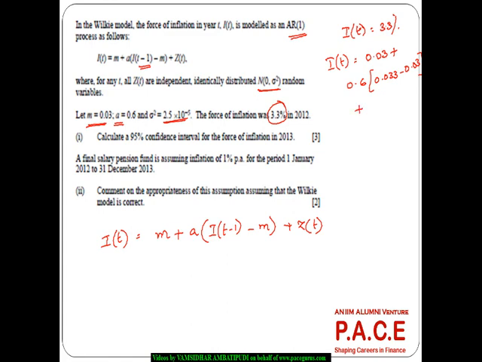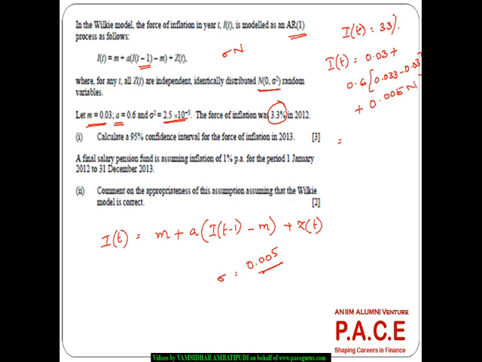Now Z is an identically distributed normal random variable. So how do I express it? I have to take sigma times n, sigma times whatever is the standard normal random variable. Sigma squared is coming out to be 2.5 times 10 to the power of minus 5. So my sigma is going to come out to 0.005, which is the square root of this. So I'll write it as 0.005 n.